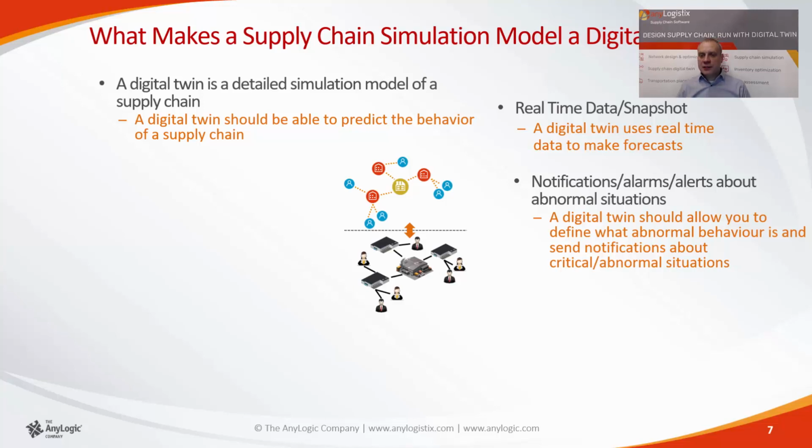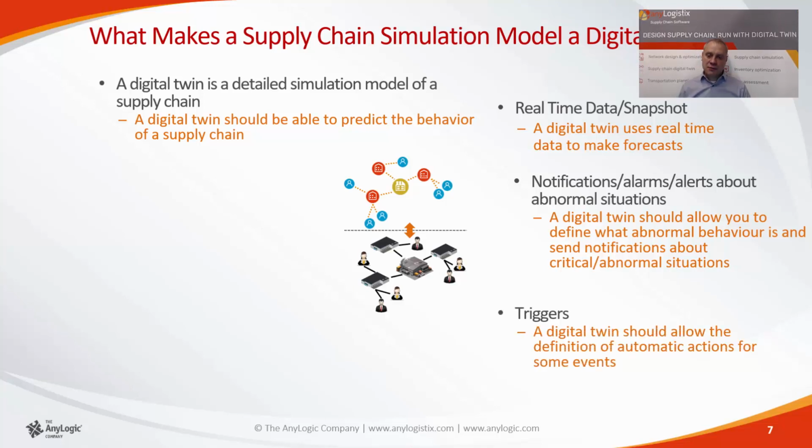Another important mechanism which digital twin should have is notifications and alarms. Digital twin should be able to notify you somehow about something which is going on inside your supply chain. For example, inventory drops below a certain level or something else happens inside your supply chain. And then digital twin should be able to send those notifications to the user.